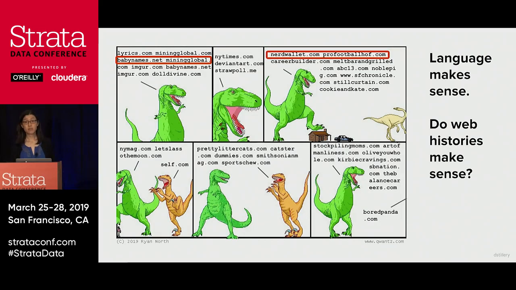But do web histories make any sense? This is excerpted from real cookies in our data set, and there's a lot of gibberish in there, right? Someone goes to babydames.net and then they go to miningglobal.com. Does it make sense to try and extract any meaning from context when the context looks like this?